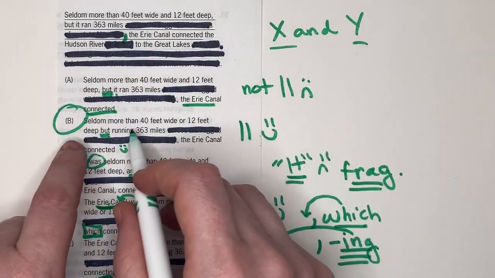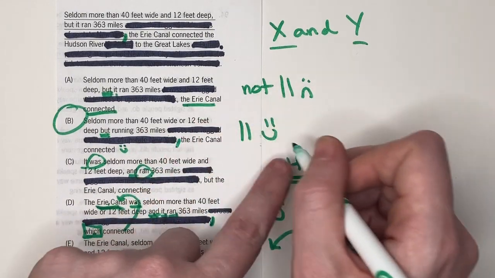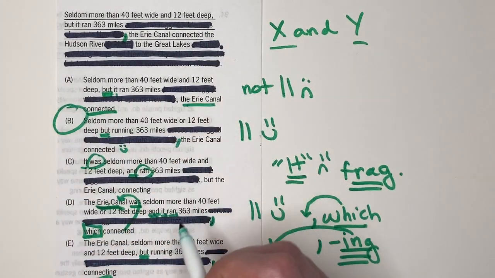Great. So after going through all of those answer choices, it turns out that our best option is B. Seldom more than 40 feet wide or 12 feet deep, but running 363 miles, comma, the Erie Canal connected the Hudson River to the Great Lakes.